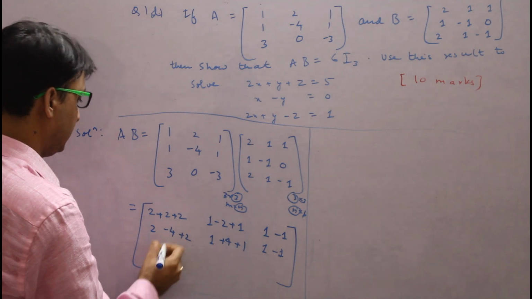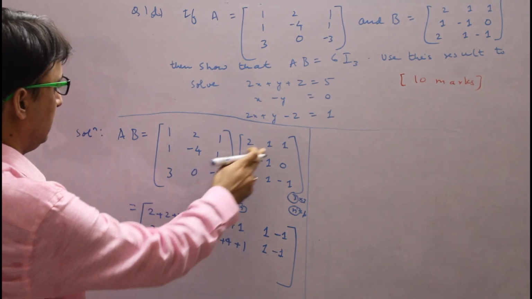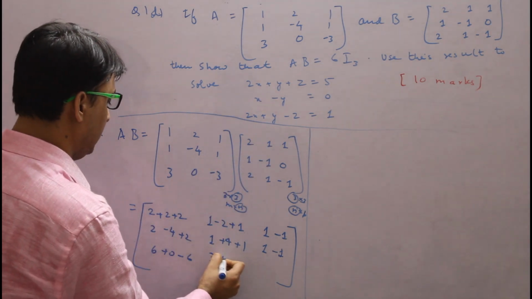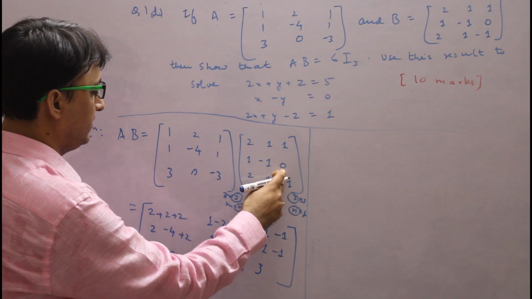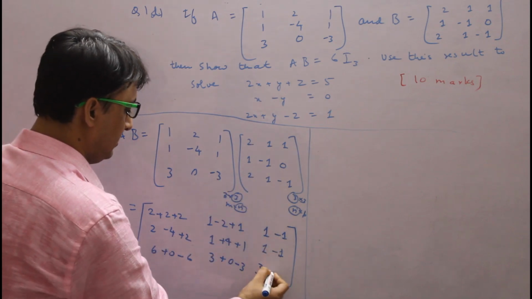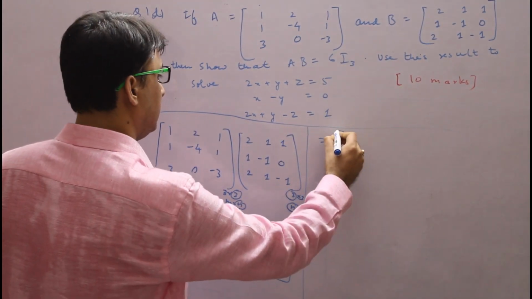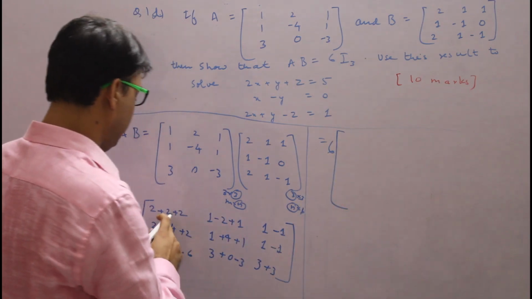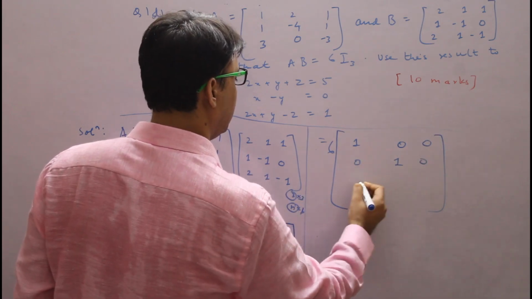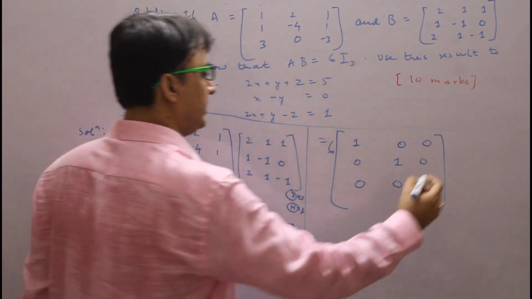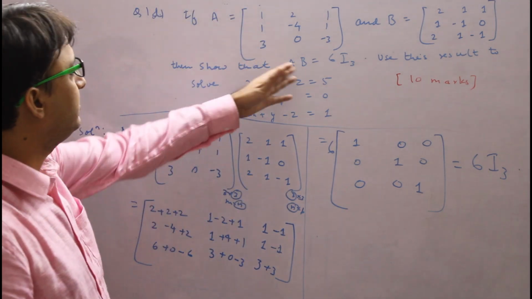3 into 2 is 6, 0, minus 6. Again 3 into 1 is 3, plus 0, minus 3. 3 into 1 is 3, 0 into 0, minus 3, plus minus 1, plus 3. So we get our answer as, if you take 6 outside, 1 0 0, 0 1 0, 0 0 1. So we can say this is equal to 6 times I3. Okay, so we have proved the first part.